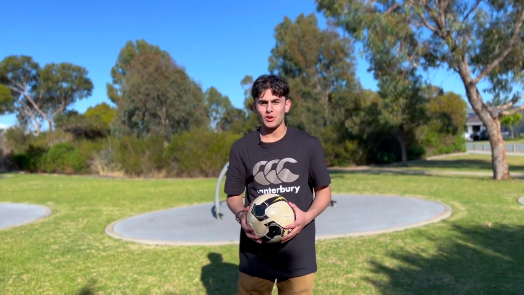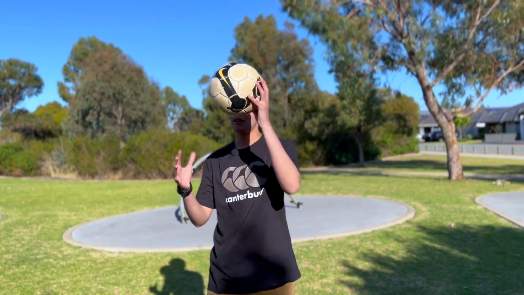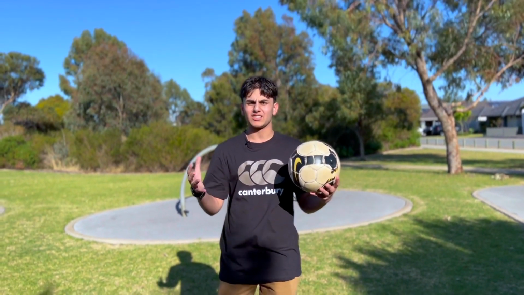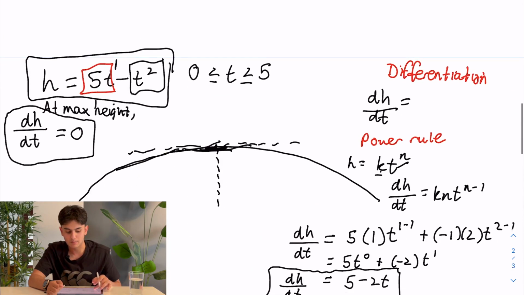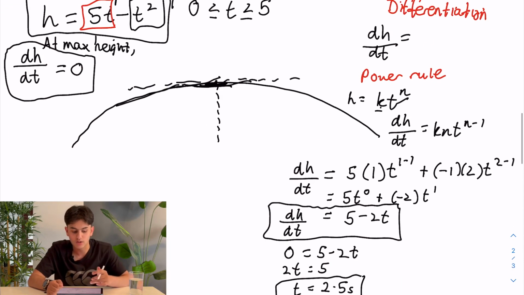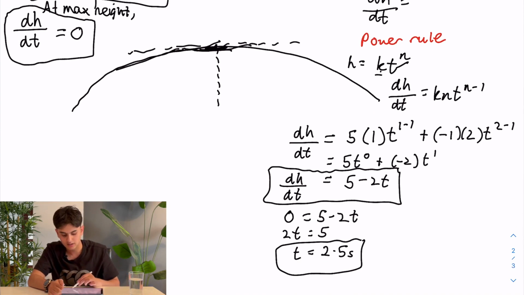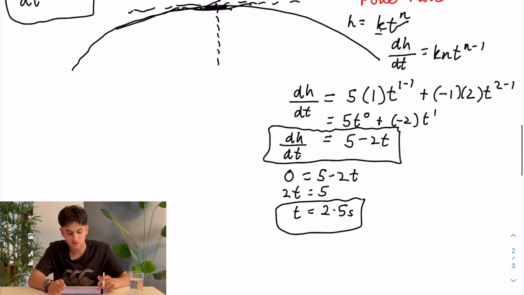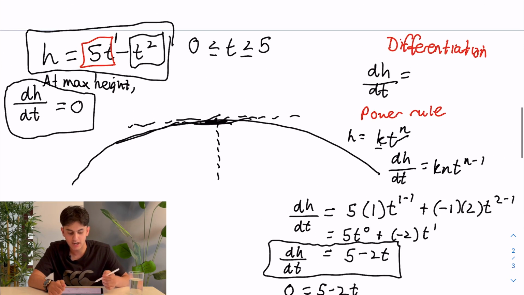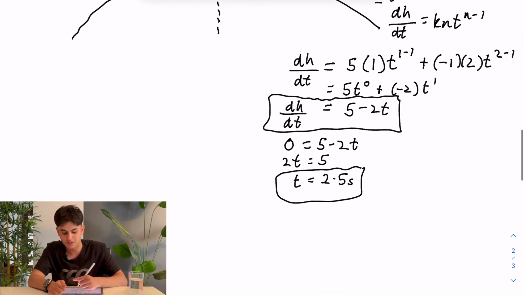So now that we know that the ball reaches its peak height at 2.5 seconds, what is the maximum height it actually reaches? Unlike our first method where we had to rearrange our equation, all we can do now is just take our time value and substitute it back into our original function. So we know that the max height happens after 2.5 seconds, and we're just going to substitute it in.